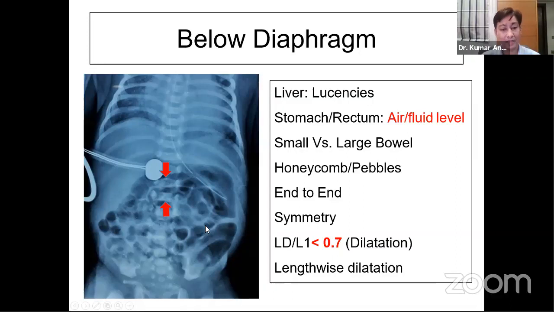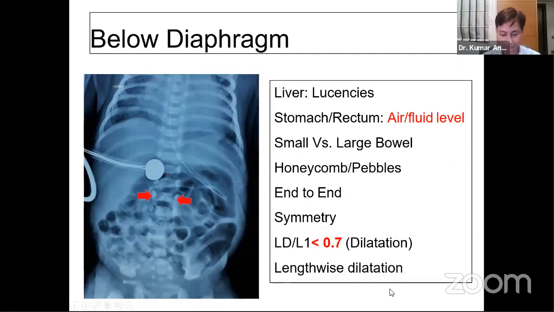Any dilatation would be described by calculating the distance between the L1 and L2 vertebra in vertical position, and if the size of a single loop is more than 0.7 of that, you can call it a dilated loop of the bowel. But it's very old data, published in the year 1980, so it is very difficult to say that it's a dilated bowel loop without looking at the clinical scenario of the patient. But any dilatation lengthwise, vertically, of any loop generally means an abnormal loop dilatation.